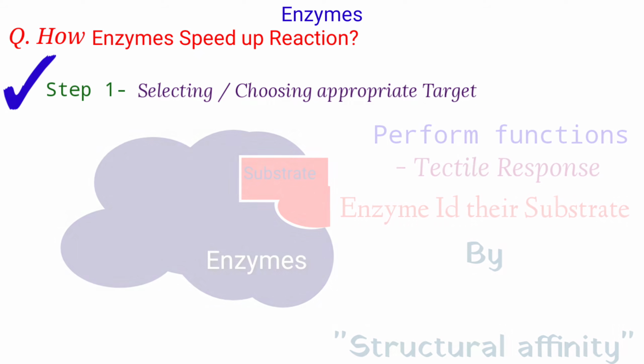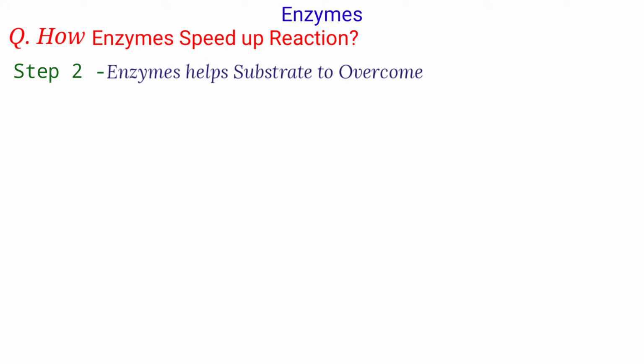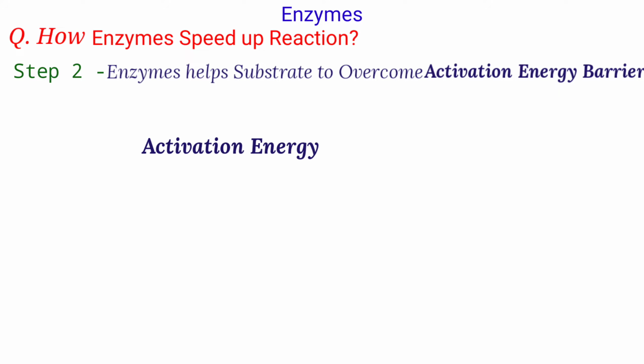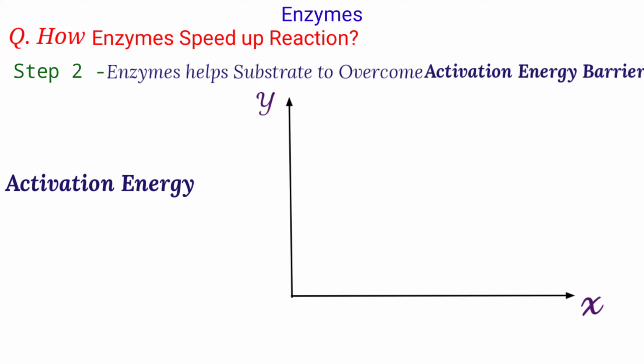After completion of the first step, which is the selection of the appropriate substrate, the second step is that the enzyme helps that substrate to overcome an activation energy barrier. So what is activation energy, which is the most important topic? To understand more about activation energy, let's plot one graph where x and y axes are present. The x axis shows the course of reaction in the forward direction and the y axis shows the free energy or potential energy.